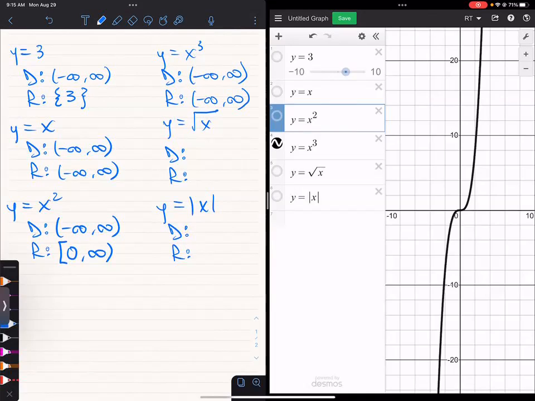Okay. Those we're probably a little bit more familiar with, right? You hit linear stuff real hard in previous classes. X squared and x cubed, we looked at a little bit last week. These others, the square root function, the absolute value, those might be new. Here's the square root function.